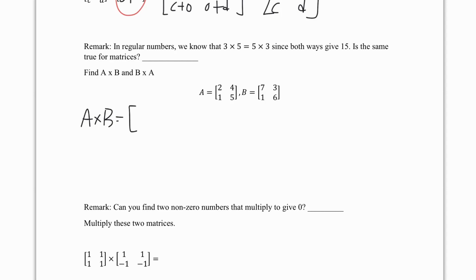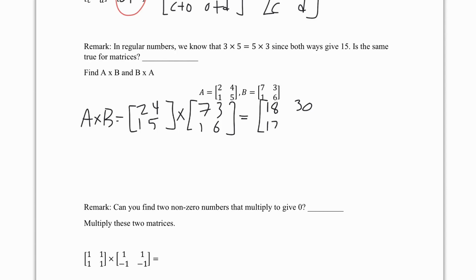would be equal to [2, 4; 1, 5] times [7, 3; 1, 6]. That's going to give us, well, 2 times 7 will be 14, plus 4 is 18. 2 times 3 is 6, plus 24 will be 30. 7 times 1 and then 5 times 1, that'll be 12. And then 33. So A times B gives this.